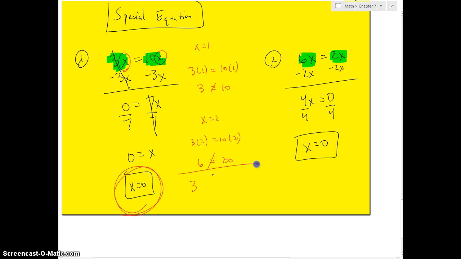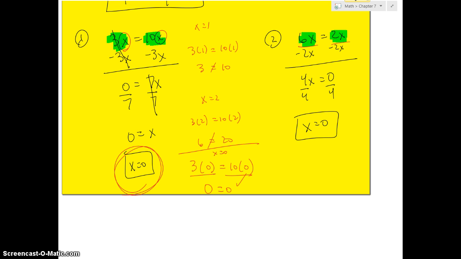Because if I say x equals 0, well, 3 times 0 equals 10 times 0. And well, 3 times 0 is 0. 10 times 0 is 0. That's the only number that works. So again, when you have a variable term equals another variable term, the only number that would work is to plug in 0, so it's 6 times 0 equals 2 times 0, we're left with 0 equals 0. That's the only number that works to make each side of the equation true.